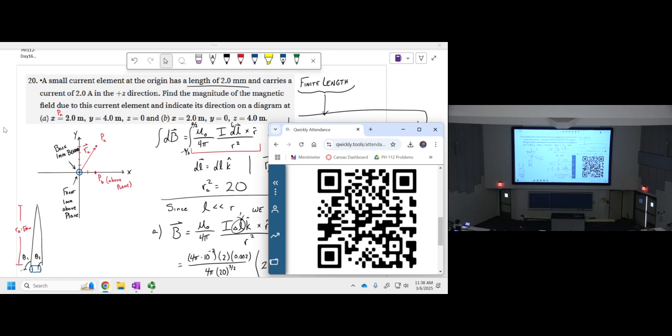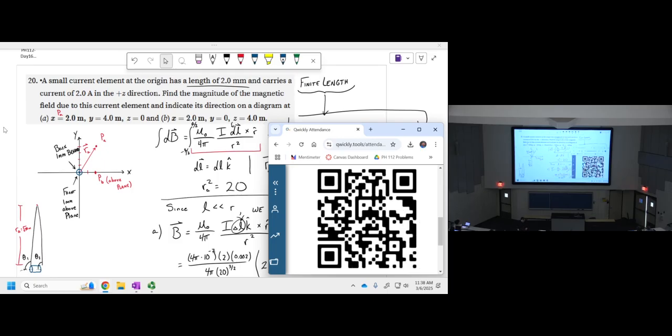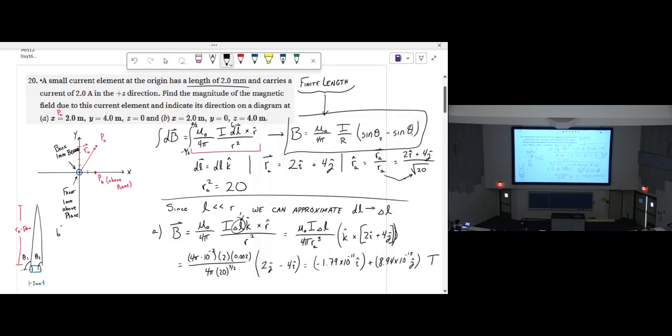Does anybody want to take a stab at what the answer to part B would be? Same thing with different components? Almost.